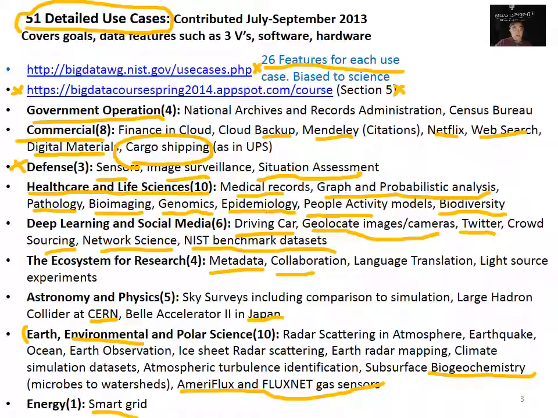Energy, as I mentioned, we're short of. We had an important, very interesting use case, the smart grid, but there are other important areas such as seismic analysis, where the companies go out and gather seismic data to decide where the oil and gas is located.